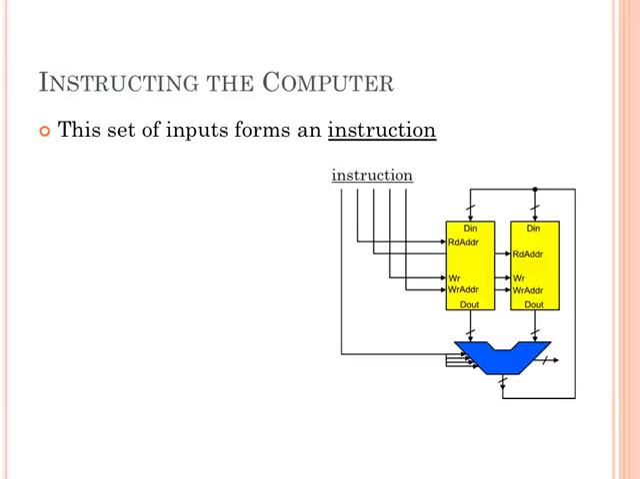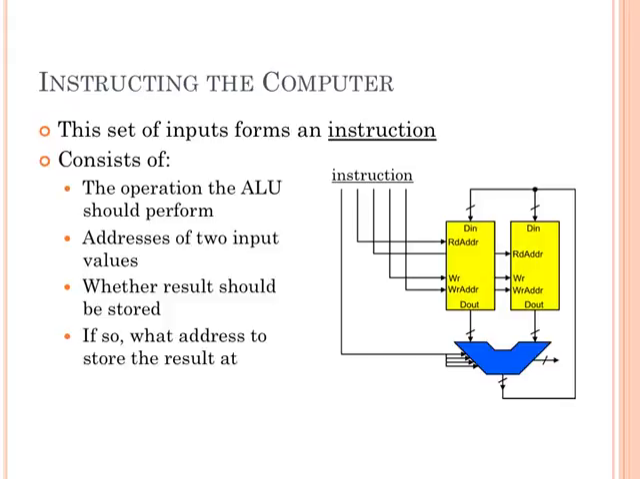Now that set of inputs into our little assembly here is an instruction. So we have control values. What operation do we want to perform? What addresses are being used for the arguments? Do we want to save the value? And if so, where does it go? All of those inputs form an instruction for our computer. Okay?